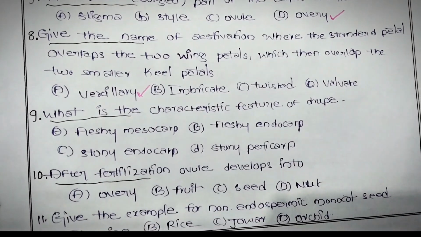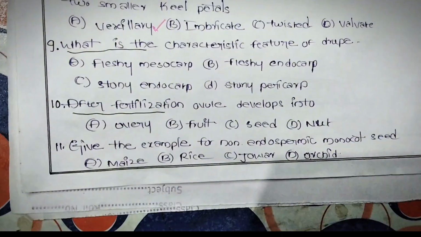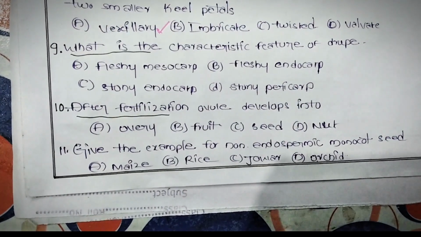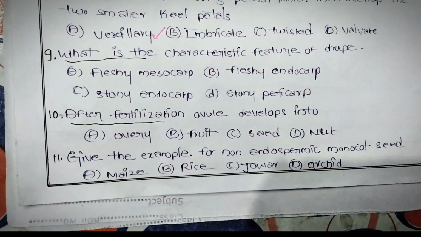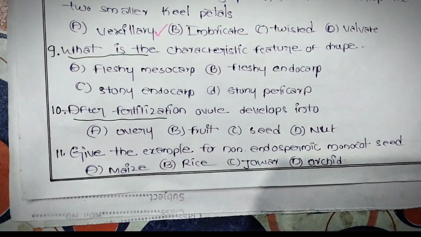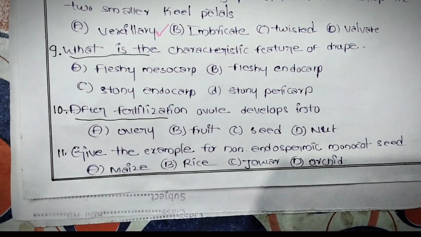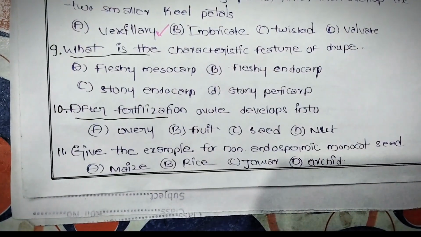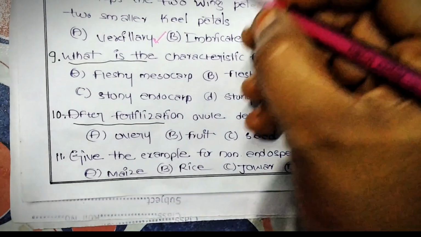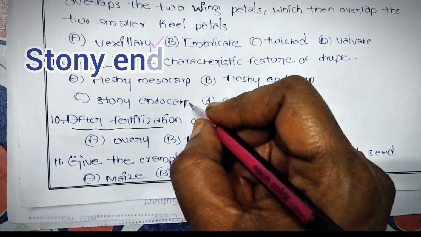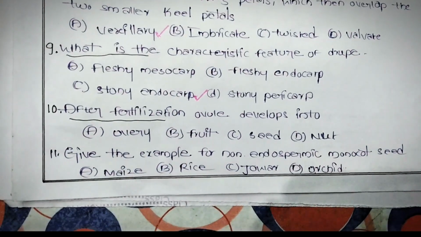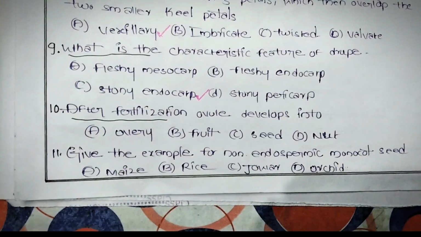So let's see the 9th question. What is the characteristic feature of a drupe? Options are fleshy mesocarp, fleshy endocarp, stony endocarp, and stony pericarp. For this, the correct answer is stony endocarp. Mango and coconut fruits are examples of drupe.